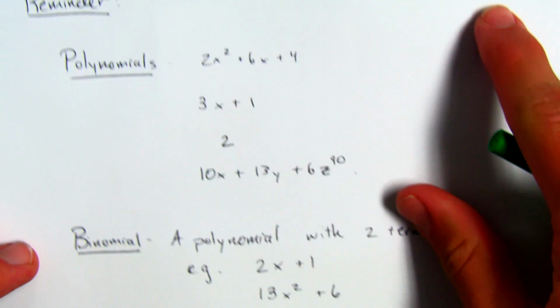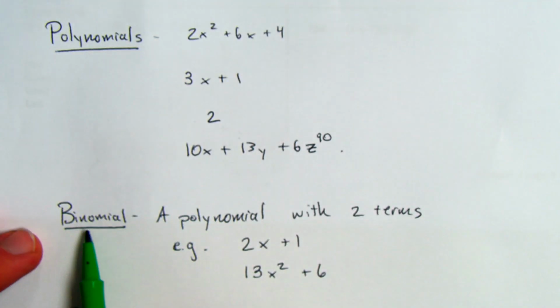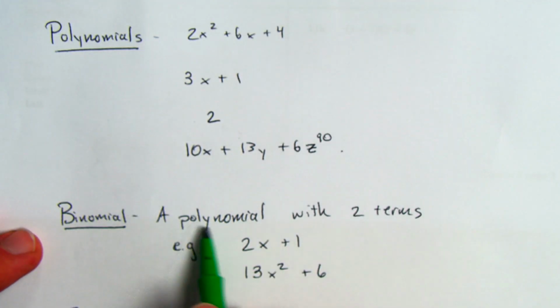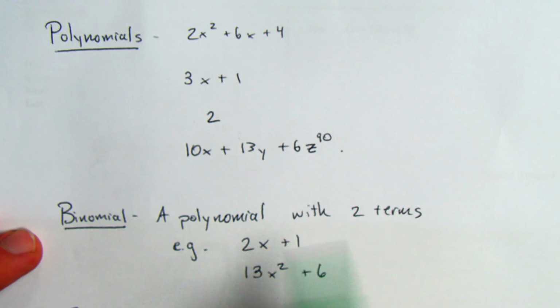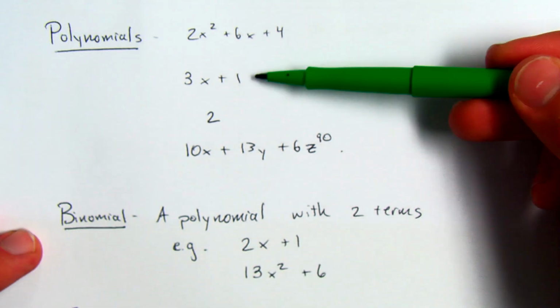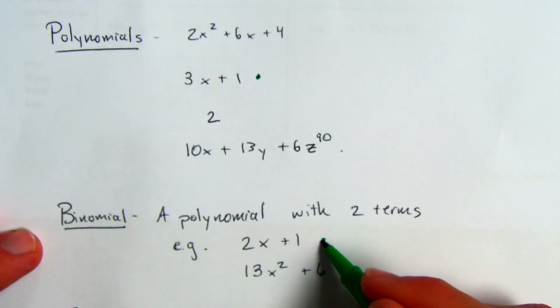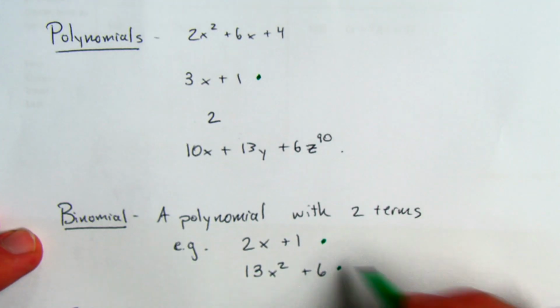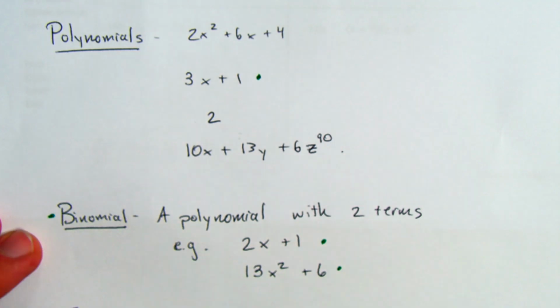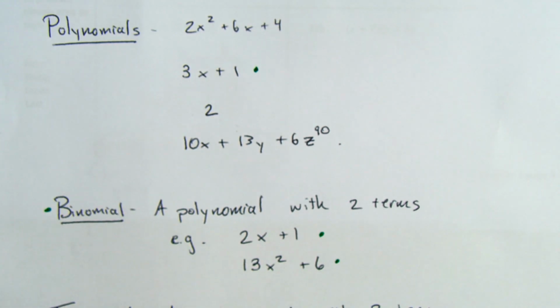And then to get specific, if you say binomial, that's going to be a polynomial with only two terms. So for example, 3x plus 1 is a binomial. 2x plus 1 is a binomial. 13x squared plus 6. These all have two terms, so they're all binomials.